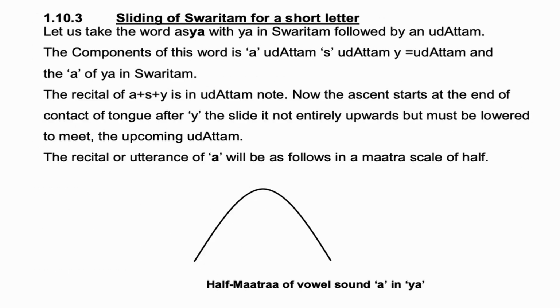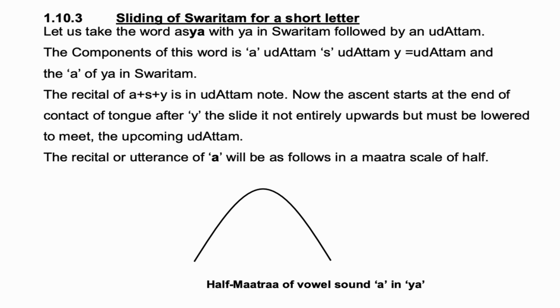Asya. So what happened? A is ya. The ya, as usual, you have an a only for half a matra. So because it is a Swaritam, Asya, the part will go up and down for only half a matra, right?